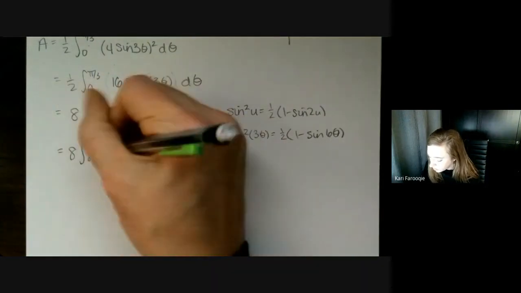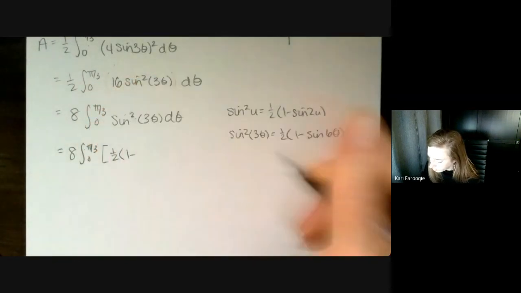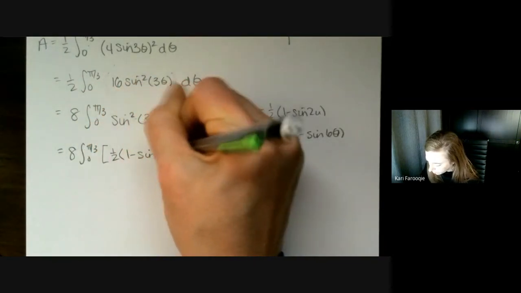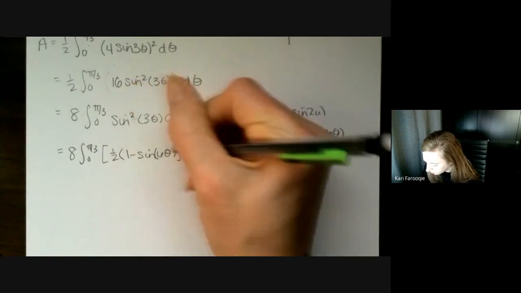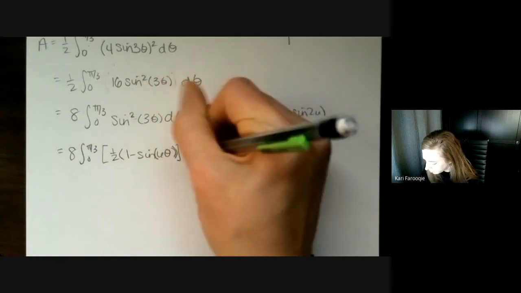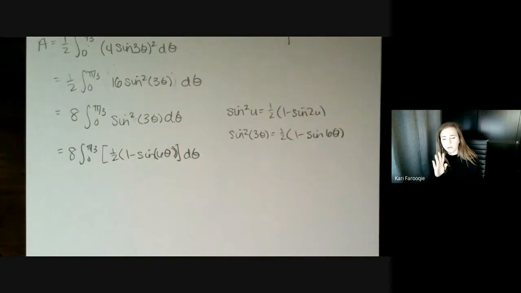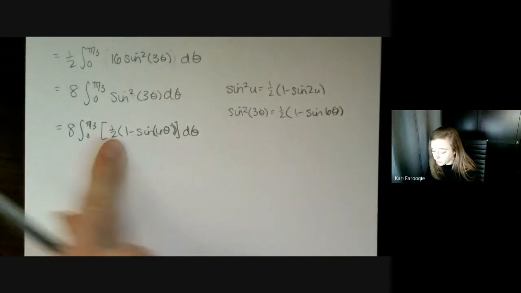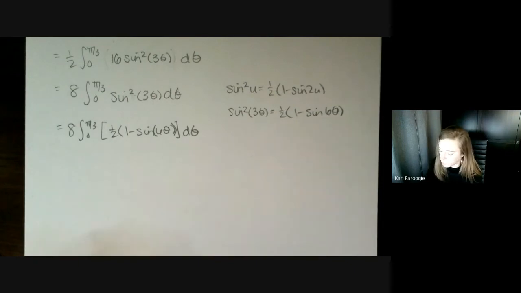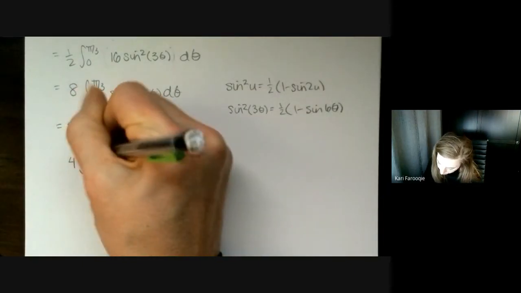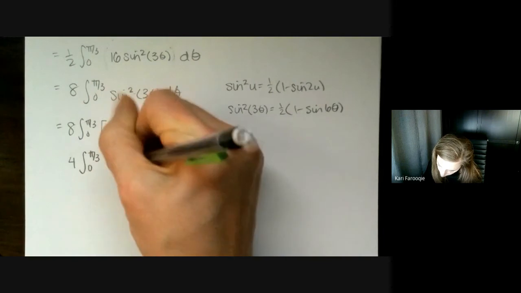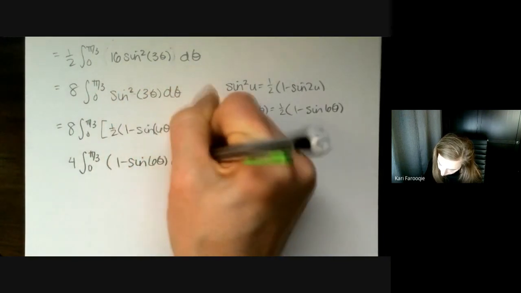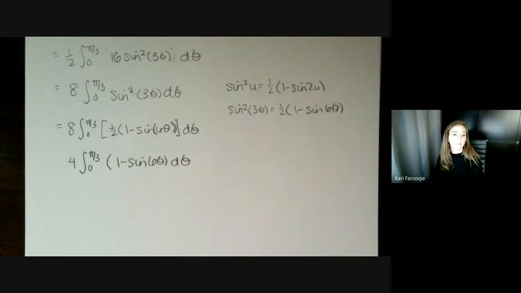All right, so I'm going to rewrite this as 1/2 times 1 minus the sine of 6 theta. I've got so many grouping symbols, guys. At some point, it is too many. We'll have to get rid of some of those. And I'm going to take this half and multiply it outside with the 8 as 4. And that will leave me with 1 minus the sine of 6 theta d theta. Now we can integrate.